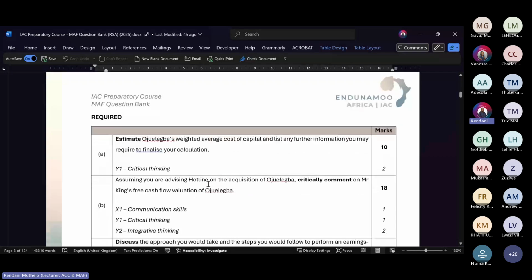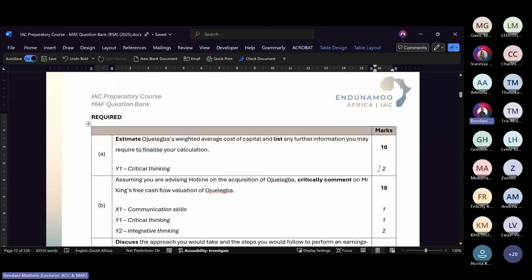So now this is the question. It says estimate the worth and list any further information that you may require to finalize your calculation. So calculation of the worth could simply be normal technical competence. But for this question to require things you will need before you finalize this calculation, it now requires your critical thinking, because you need to think about which information might not be complete, which information might be subject to further scrutiny. So this critical thinking required here, I assigned 2 marks.